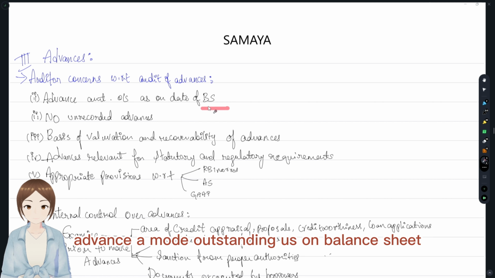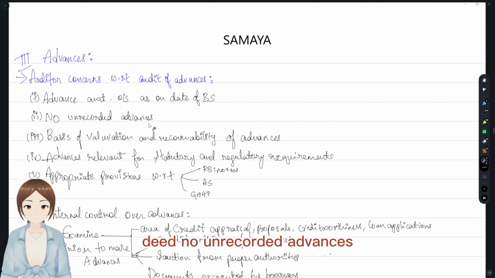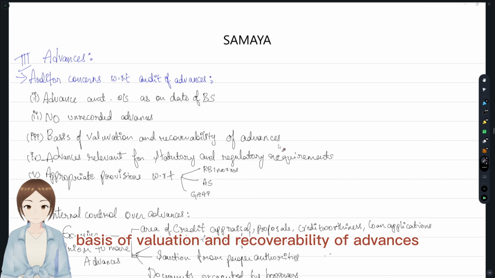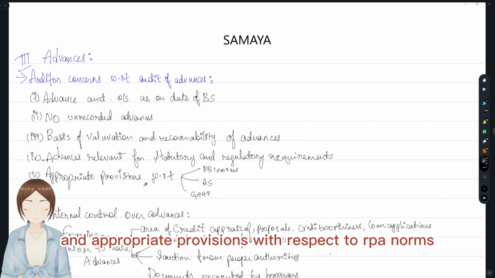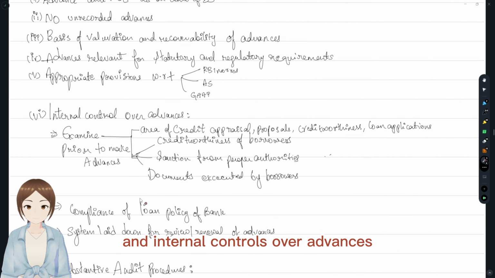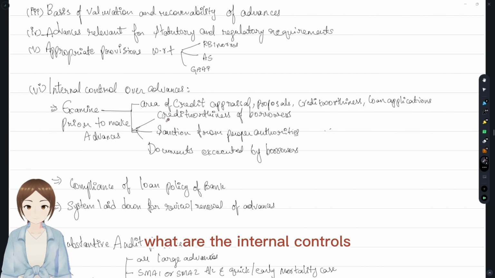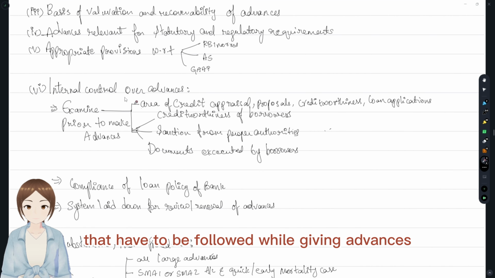Advance amount outstanding as on balance sheet date. No unrecorded advances. They're talking about the completeness of information, which we have also discussed earlier. Basis of valuation and recoverability of advances. Advances relevant for statutory and regulatory requirements and appropriate provisions with respect to RBI norms, AS and GAAP, and internal controls over advances.